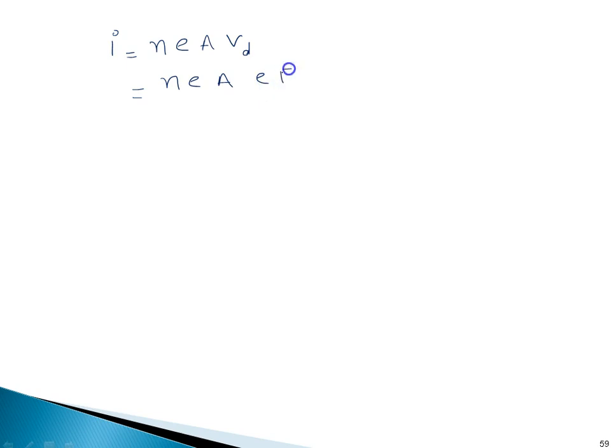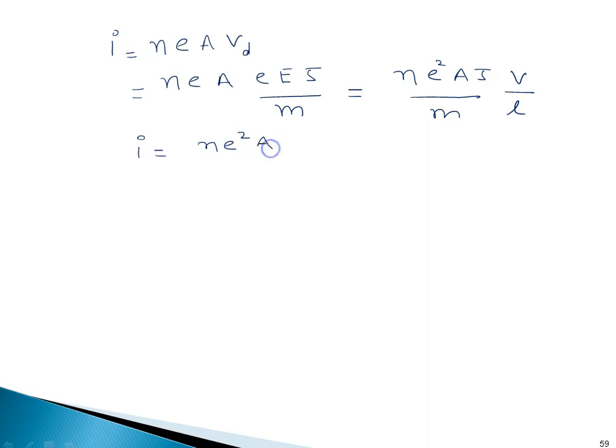It is E tau upon m. We know the relation between electric field and voltage also. So I equals N E square A tau upon m, and the electric field is written as V by L. Then you can write I equal to N E square A tau upon ml into V.